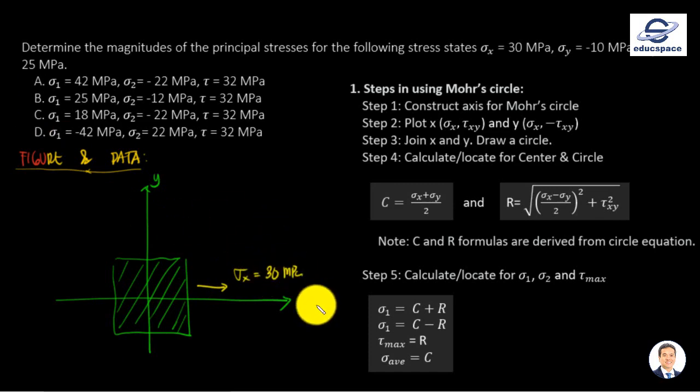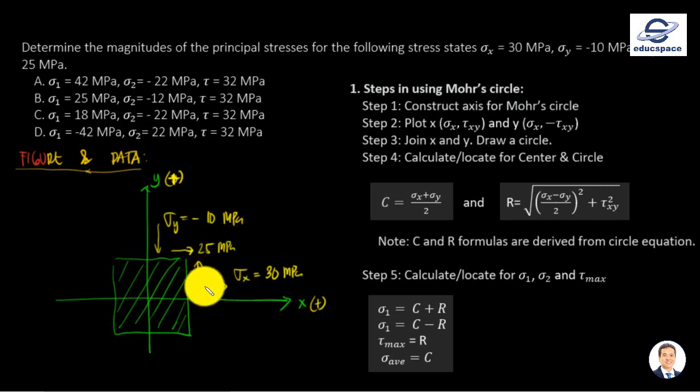So, this direction is positive, while this one is plus, pataas plus. But then take note, the value of the compression or the stress is negative. So, that means compression. So, this one is negative 10 megapascal. And then the shear stress is 25 megapascal. So, again, we can represent this here, 25 megapascal.